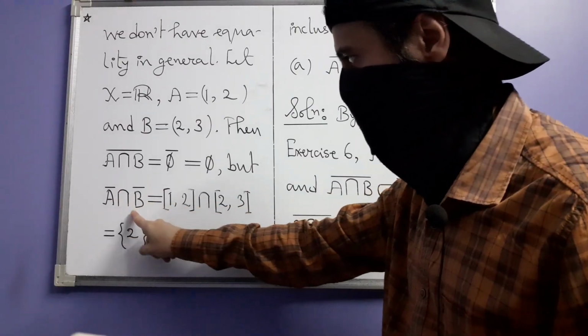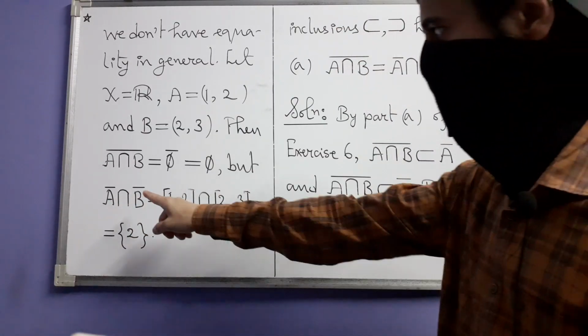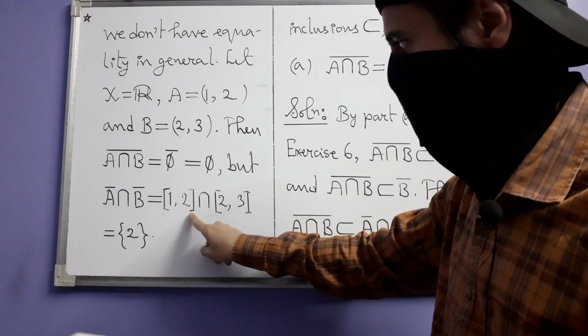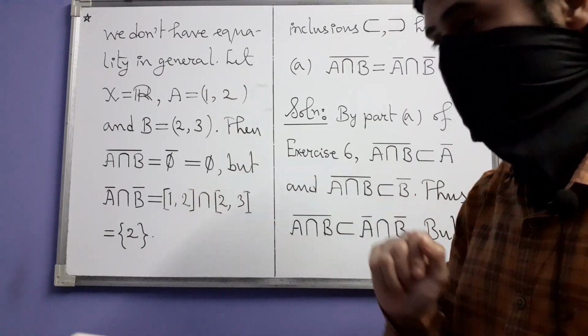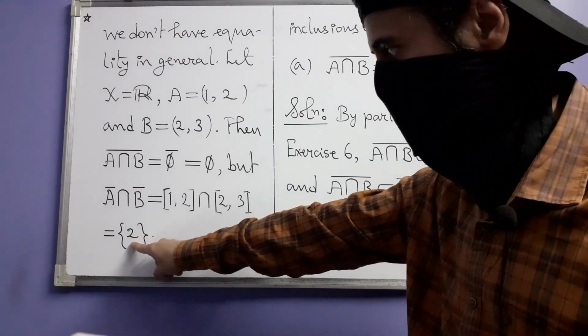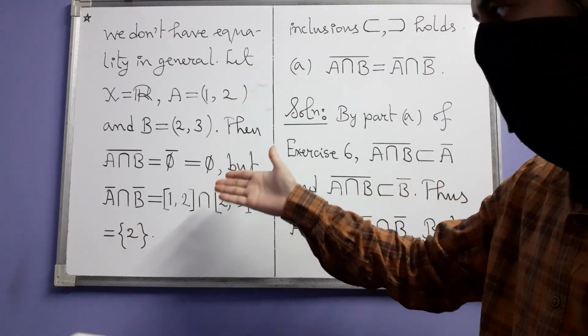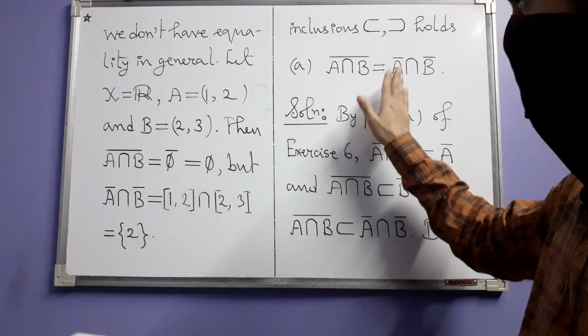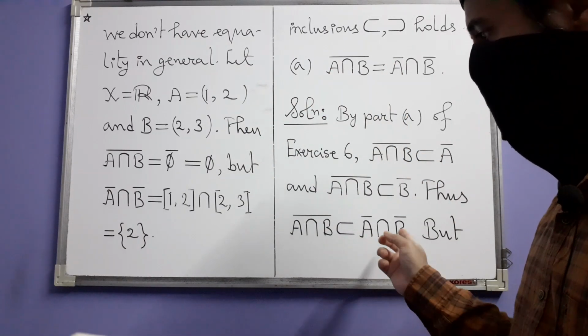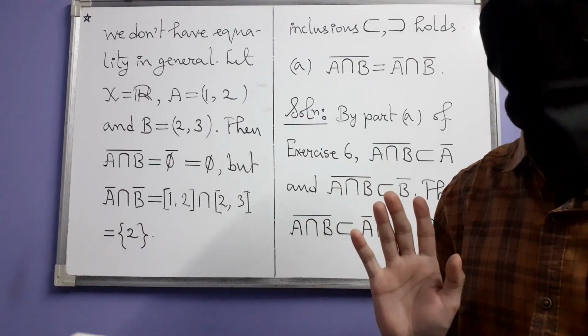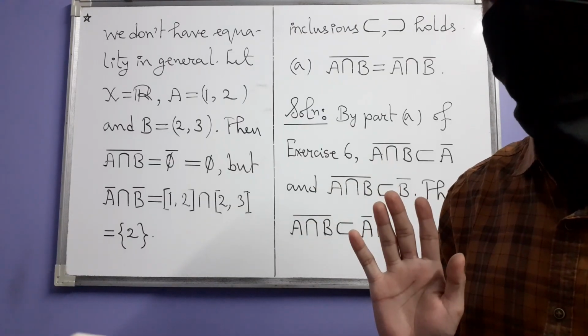However, A closure intersection B closure is what? A closure is the closed interval 1, 2 and B closure is the closed interval 2, 3. This intersection is not empty. It has this single point 2. So you can see that in this case, these two things are not equal, which means that although we have this containment, the reverse containment is not true always.